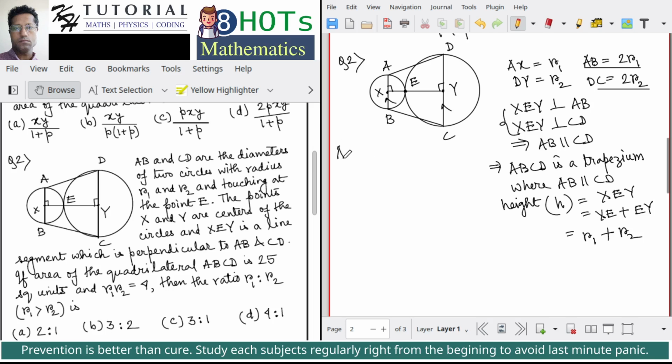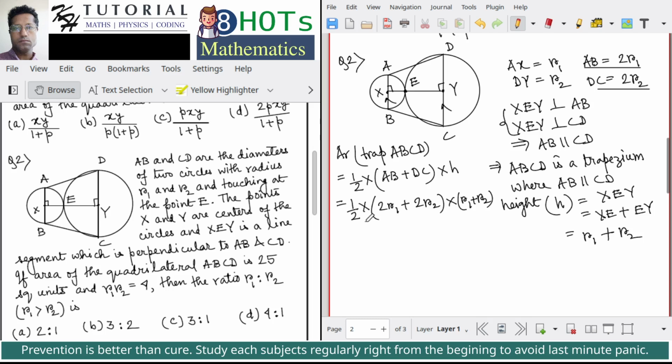Okay, so what is the area of trapezium ABCD? Area of trapezium ABCD is, we know, half into the sum of parallel sides, which will be AB plus DC, and the height. This is half into, what is AB? AB is twice R1, and DC is twice R2, and the height is R1 plus R2. If we take out 2 common from twice R1 plus twice R2, we have R1 plus R2 multiplied by R1 plus R2 divided by 2. So after simplification, this is R1 plus R2 whole square.